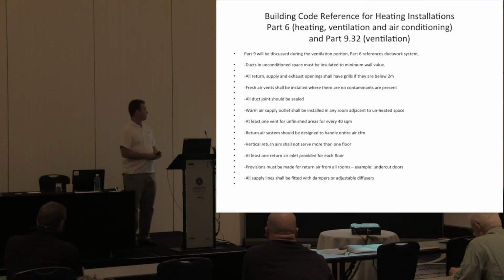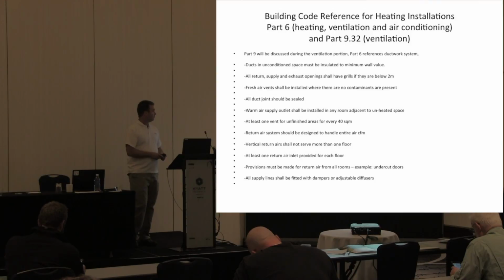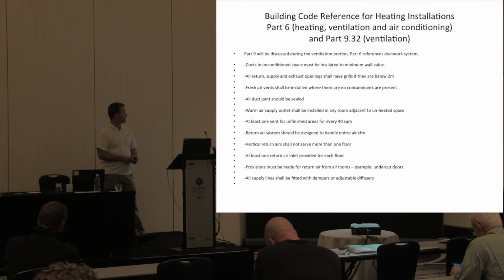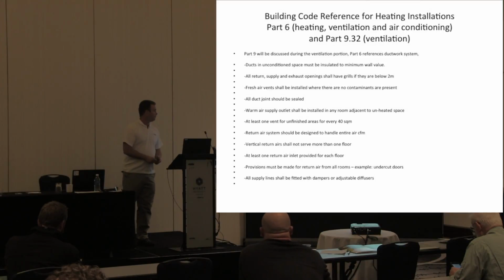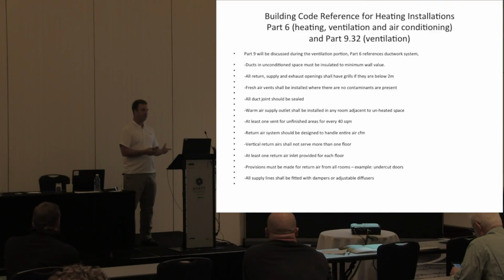Warm air supplies should be installed in every room that's adjacent to unheated space, which means the walk-in closet is supposed to have a vent in it or have heat in it, or the bathrooms and everything else. And then one vent for every 40 square meters. For all the guys that are metric, it's just over 400 square feet. So if you're doing an unfinished basement or whatever else, if it's 800 square feet, you'll need a couple of vents at least. Return air system should be designed to handle the entire CFM.